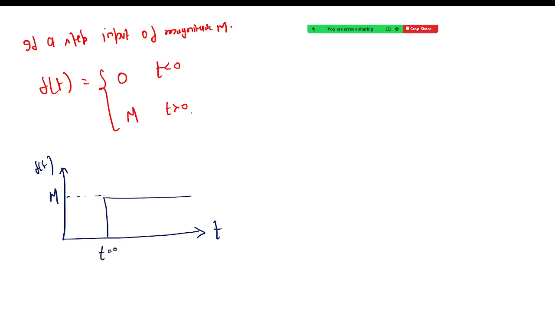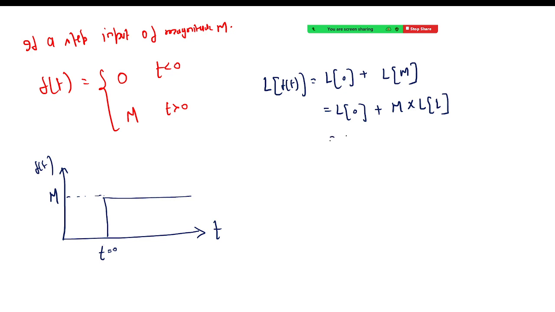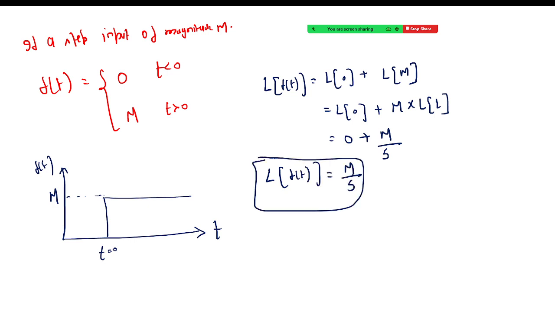Now if I want to know the Laplace of f(t), I can write Laplace of 0 plus Laplace of m, right? Here m is a constant, so I can write m times Laplace of 1. So this is 0 plus m divided by s. So here Laplace of f(t) becomes equal to m by s, right? So this one is a step function of magnitude m, right? Anyone has any doubt?